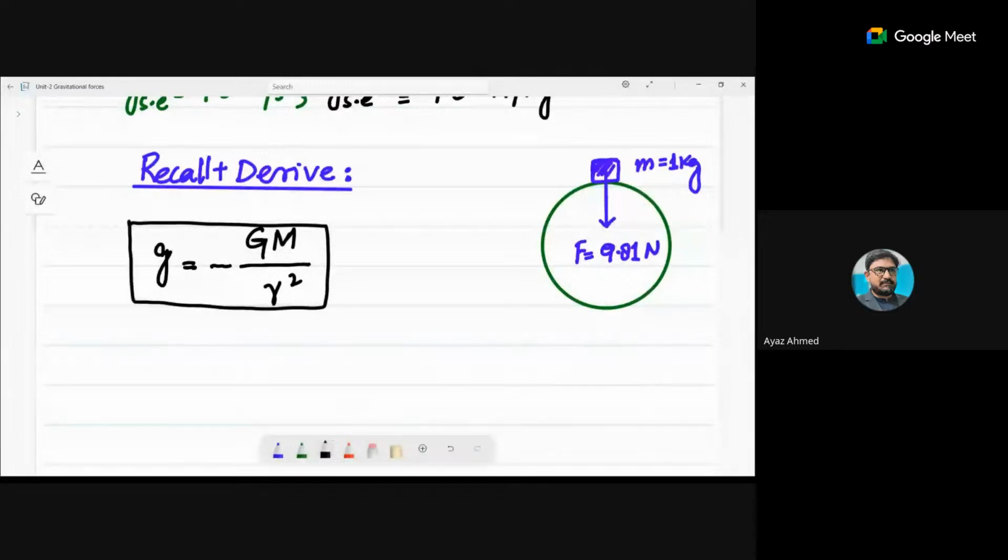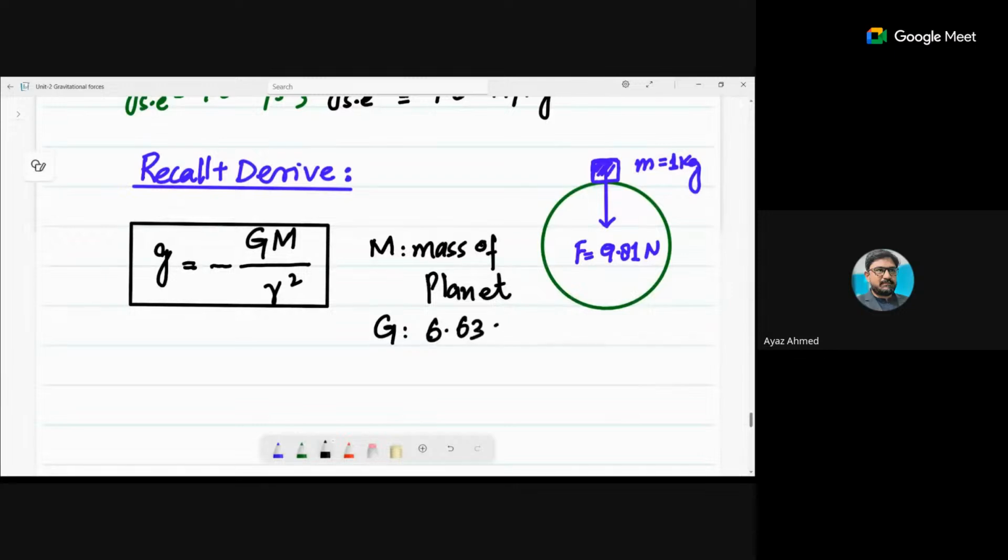Let me explain what M, G, and r are. M is the mass of the planet, the big planet, not the object. Remember this important thing. G is the universal gravitation constant, and its value is 6.63 times 10 raised to the power minus 11 Newton kg minus 2 meter minus 2. And r is the distance or separation between the centers.